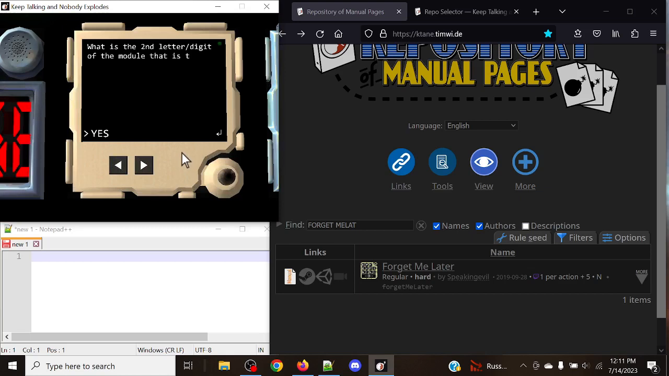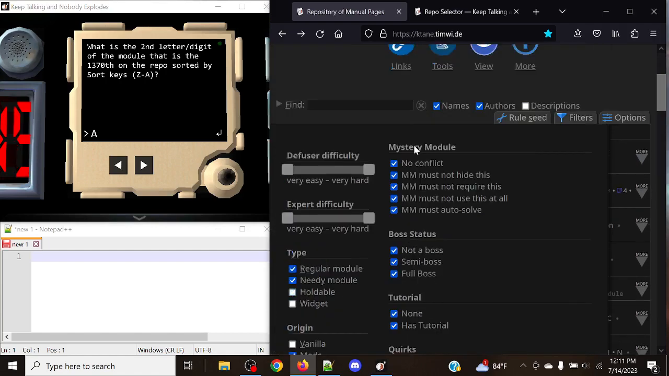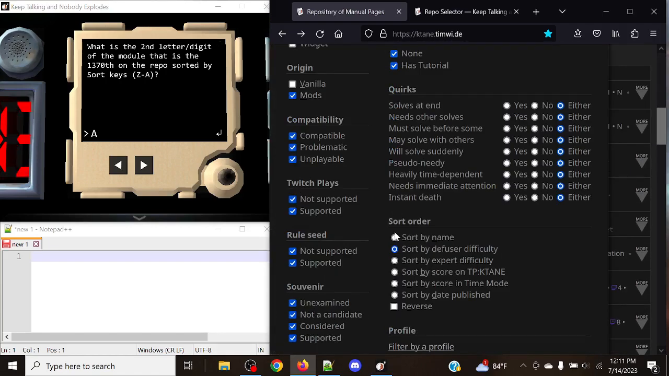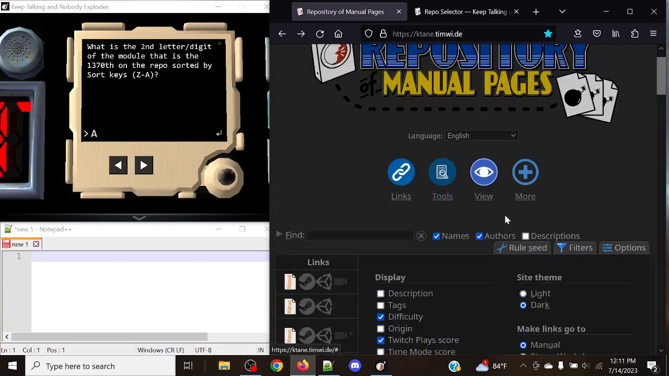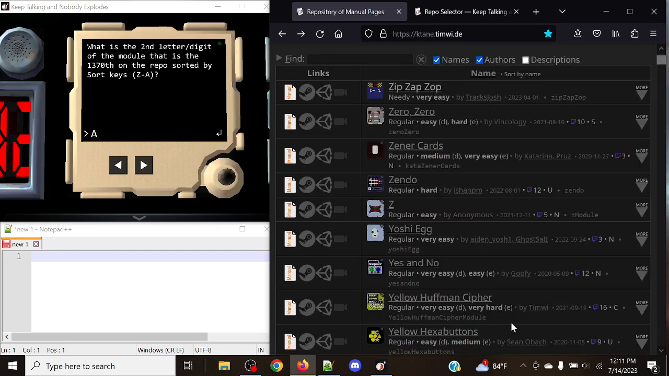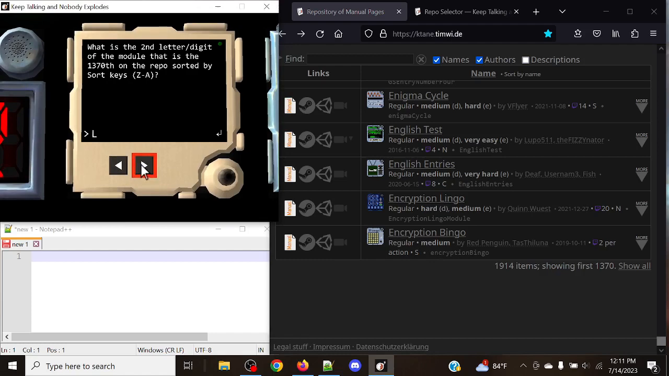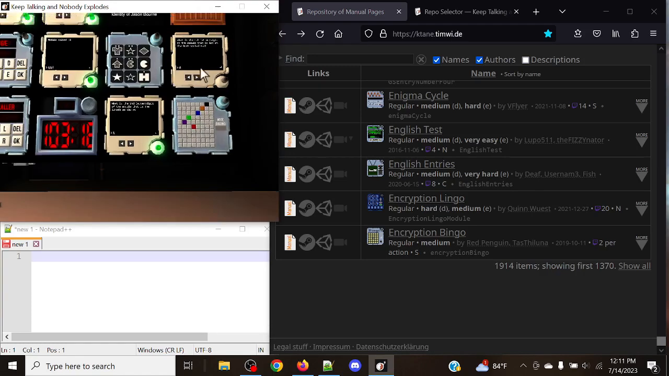What is the second letter digit of the module that is 1370th on the repo sorted by the sort keys Zulu through alpha? Okay, so we're going to sort by name in this case, and we're going to reverse it because it's now going to be Zulu through alpha. And now we're going to go to the 1370th. Give it a second to load because it chugs my browser, I swear. So now what is the second letter? In this case, encryption bingo is our answer. So we're going to go to November. Just like that, that's good to go.